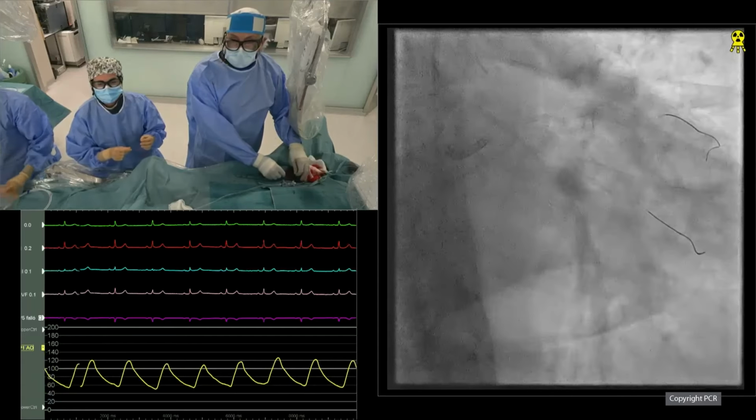So I assume the chest pain is improved, right? For the patient? Yeah, he's better. He's much better, yeah. So let's make a scene, if you wish. It was patent. It was all patent. Let's put the wire in the marginal, and so we have all the wires in place. Yeah. And then.